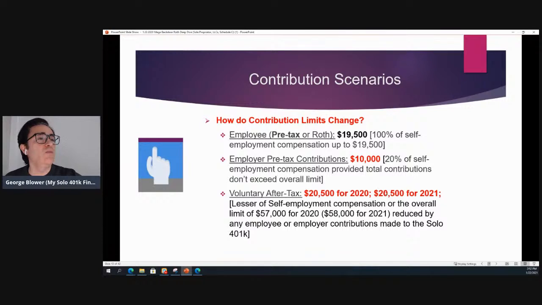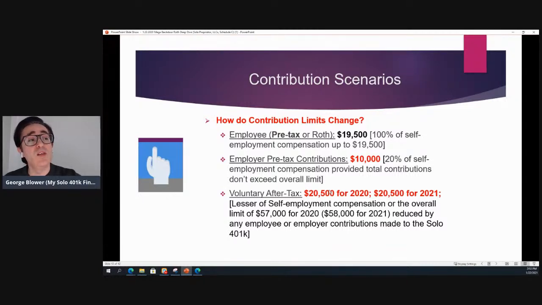So in that situation, they could still do 100% of their self-employment compensation up to $19,500. So they could do that as a pre-tax, because their goal is to do pre-tax first. Then they could do 20% of their self-employment compensation. So that'd be $10,000 now, because we changed it from 100 to 50 as an employer pre-tax contribution. Remember, employer contributions are always going into the pre-tax bucket. And then they could do the difference as an after-tax contribution. So that would be $20,500 for 2020 and $20,500 for 2021.